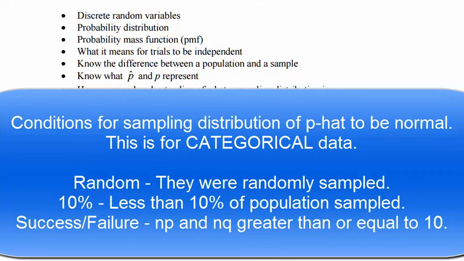So the 3 conditions: random. Make sure the question says random. If it says random, say the question said random. If it doesn't say random, then say the question did not say that the selection was random. Next, we have the 10% condition: we sampled less than 10% of the population. And finally, the success-failure condition. This applies to categorical data, because categorical data is you have this many successes and this many failures. Make sure if you say this condition, it's categorical data, which means you'll have p and p hat and all that good stuff right there.